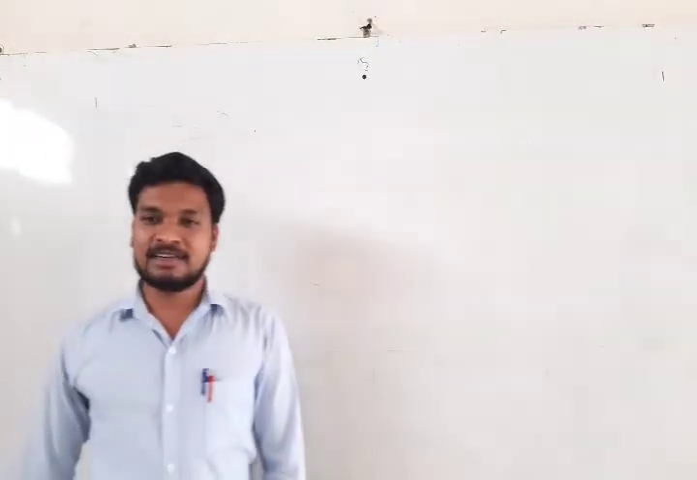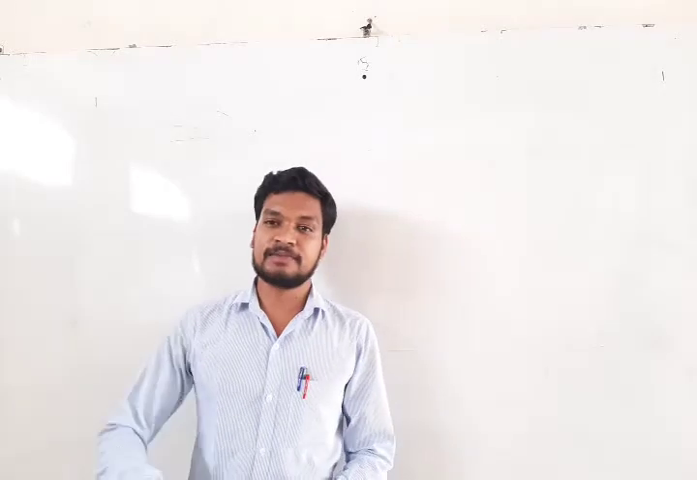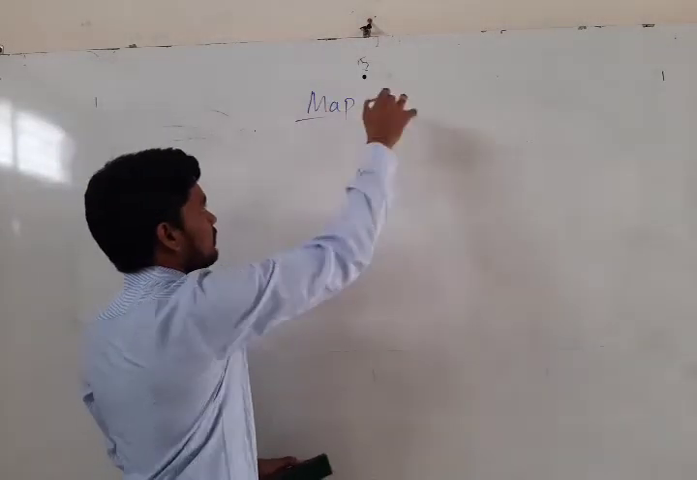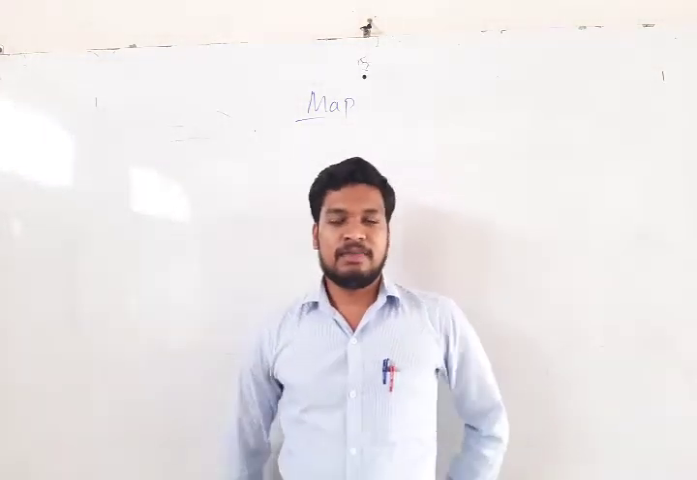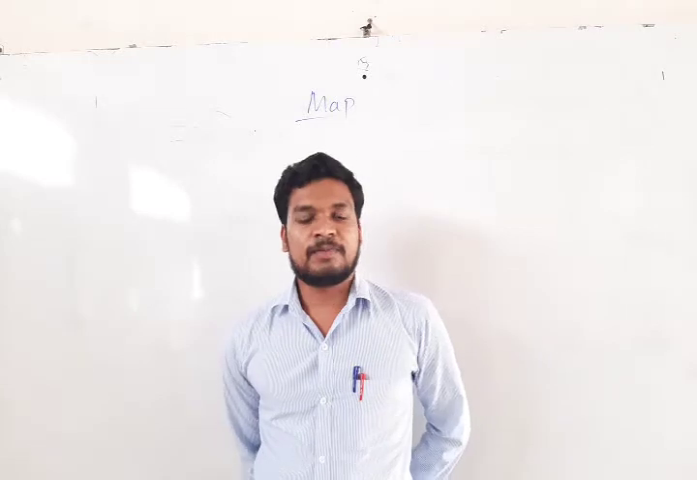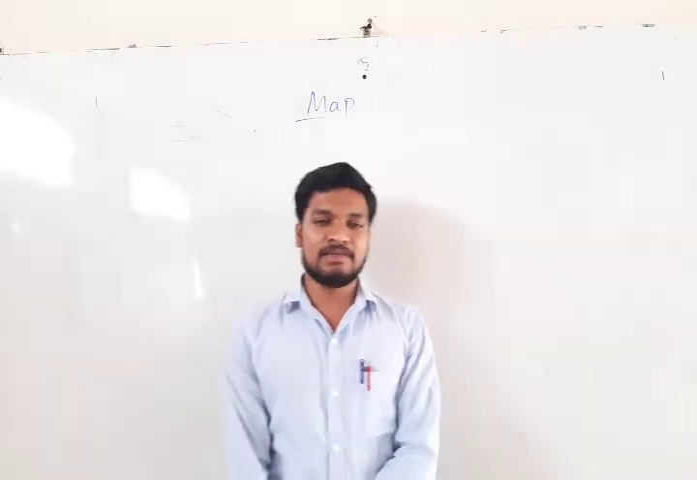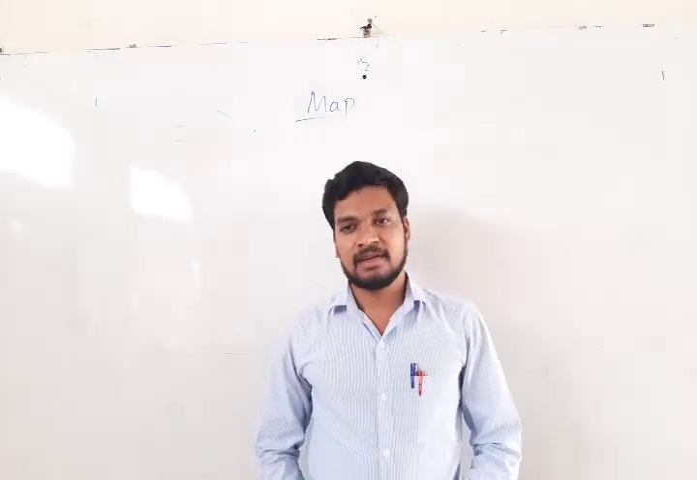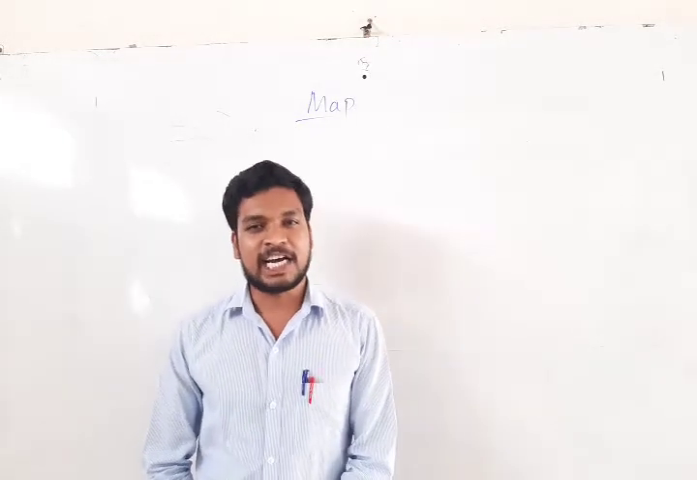So we are discussing the fourth chapter. What is the name of the chapter? Yes, map. What is a map? A map is a representation or diagram of the earth's surface on the flat surface of a paper. What are the three types of map?